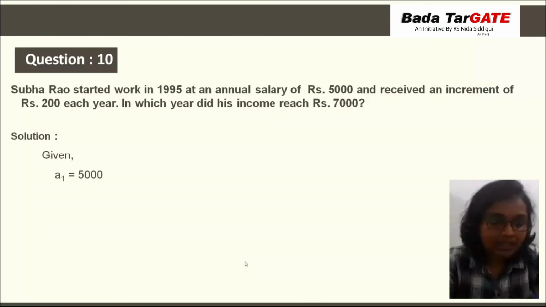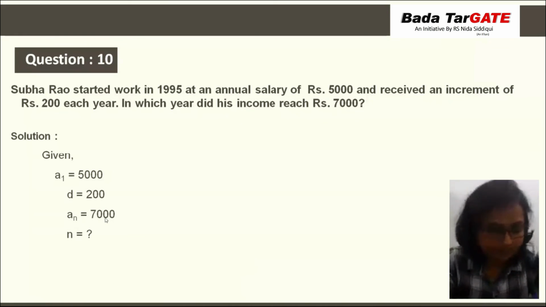Coming to question number 10. Shubha Rao started work in 1995 at an annual salary of rupees 5,000 and received an increment of rupees 200 each year. In which year did his income reach rupees 7,000? From the question we know A1 is equal to 5,000 and D is equal to 200. We need to find out in which year he reached an income of rupees 7,000. To know this, we just need to find the N for which AN is equal to 7,000.